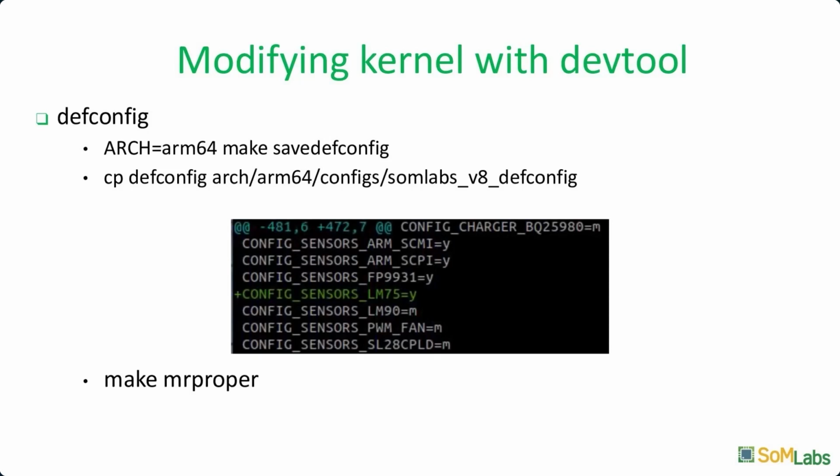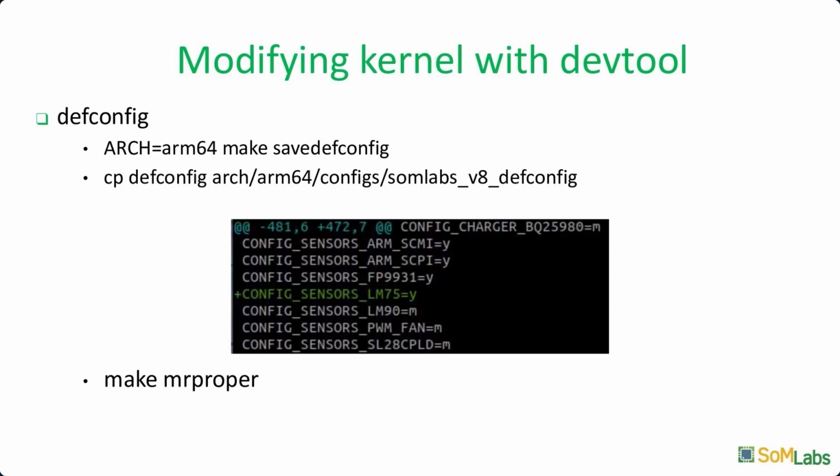This is crucial because somlabs_v8_devconfig is the configuration file used for our processors. In the kernel recipe, the kernel .bb file, we defined for BitBake to use this file to configure the kernel. So if you want the kernel configuration to change, you need to modify this file inside the kernel sources, or provide your own and change the recipe. So here we modify the original devconfig file.